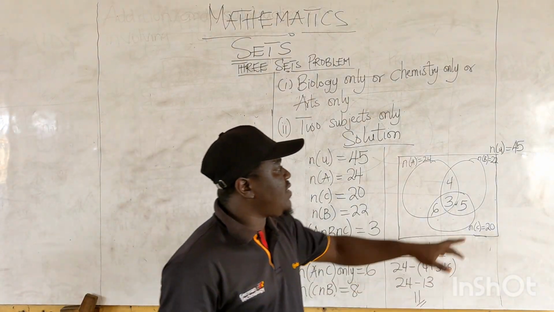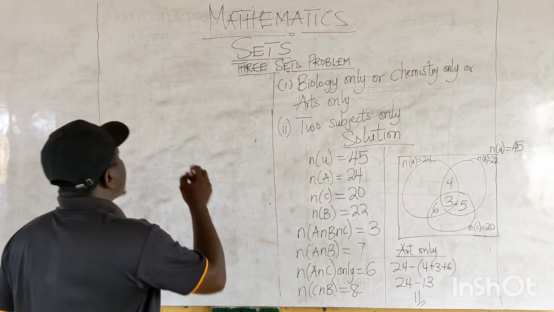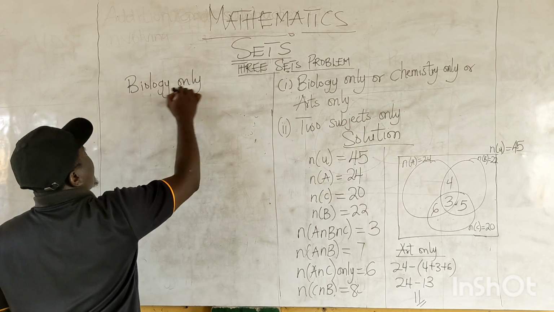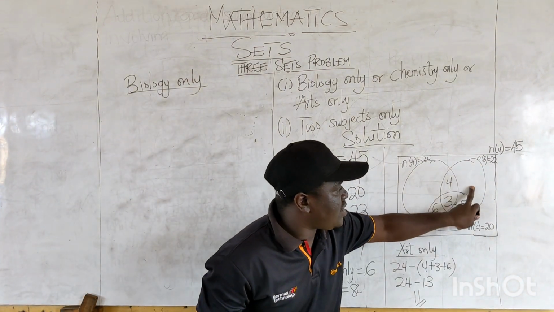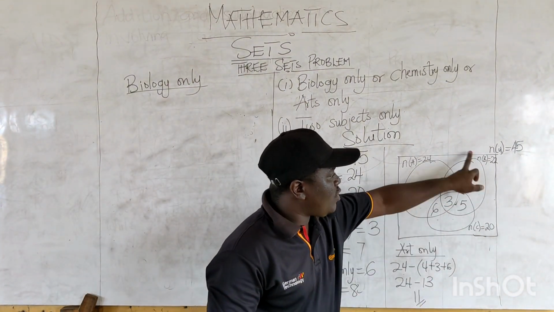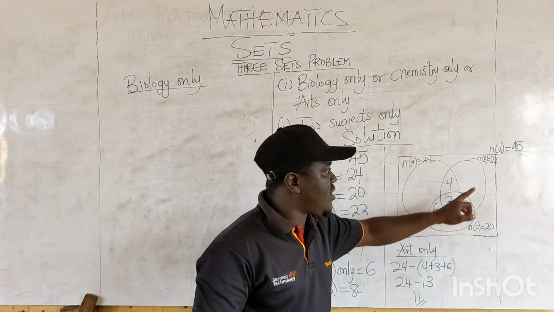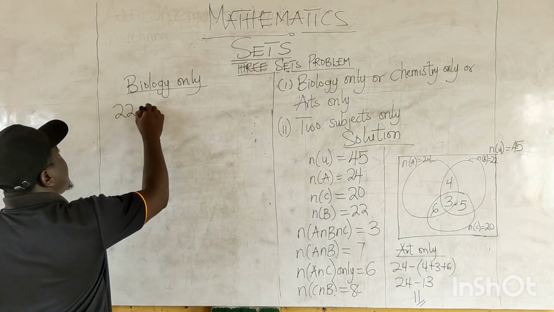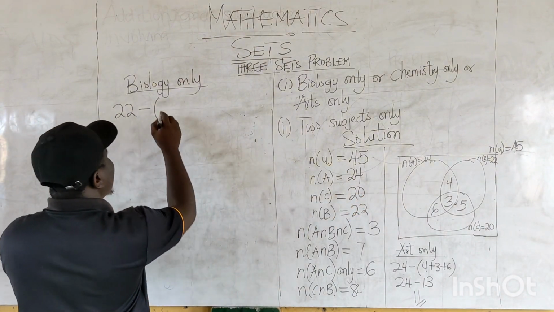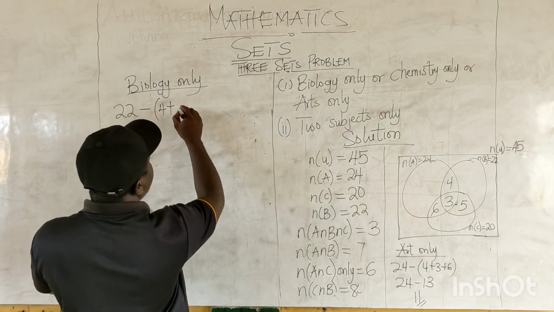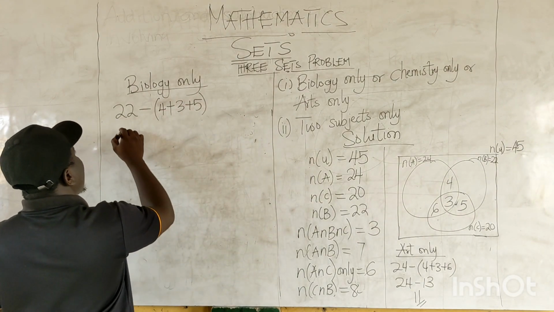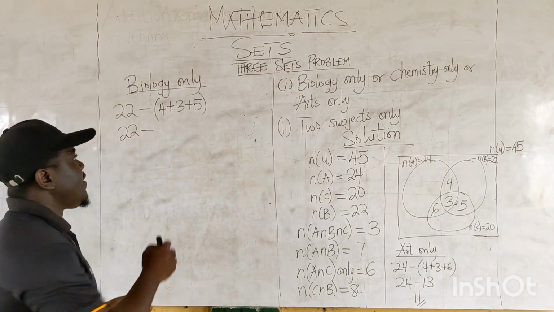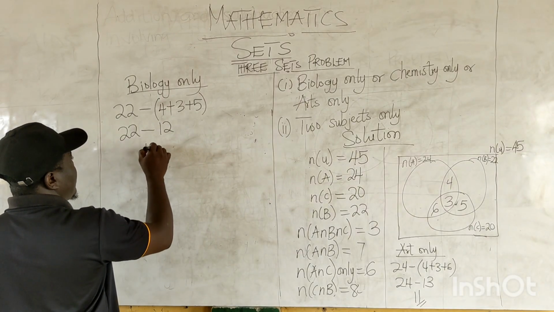We move on to calculate for biology only. That would be this particular region, biology only. But we know that the total circle, or the total of the biology set, is 22. So to find this is simply 22 minus, in bracket, the addition of all the other regions. So 4 plus 3 plus 5, and that should give me 22 minus, 4 plus 3 is 7, and then 7 plus 5, that is 12. So this should give me 10.